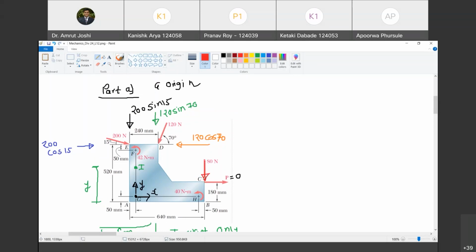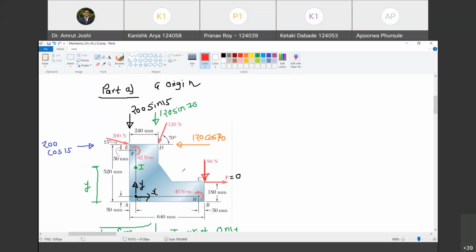And what is the x component of this 80 Newton force? 0. Force P is not present. Do you have to resolve this 42 Newton meter and 40 Newton meter? Answer is no, because those are already couple moments. Are you with me? Yes, sir.